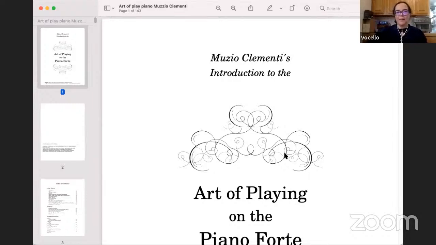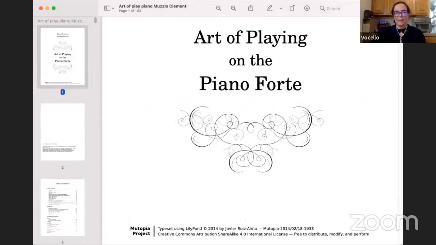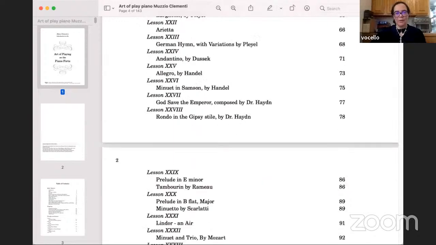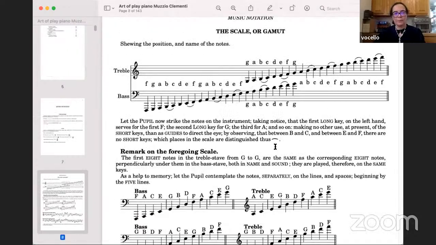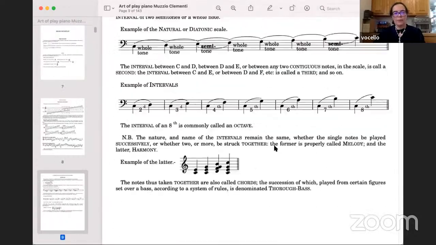So today, let's see if it's going to work in the technology. This is from the book by Múcio Clemente, The Art of Playing Piano. Let's go to the rhythm part.